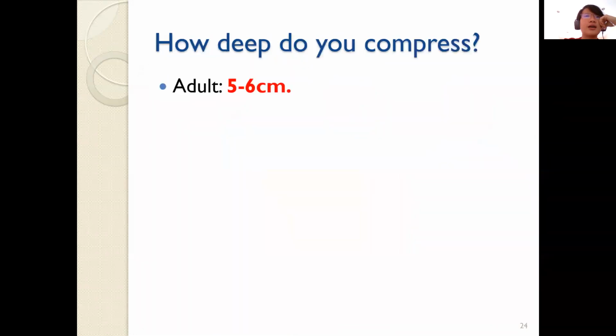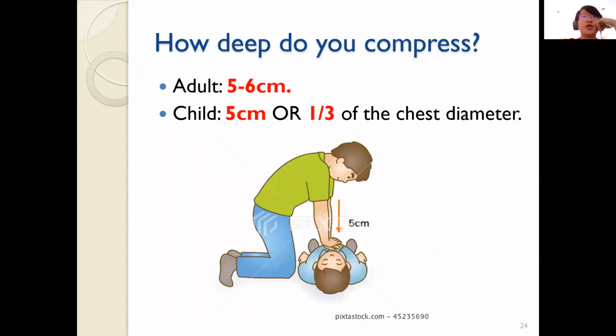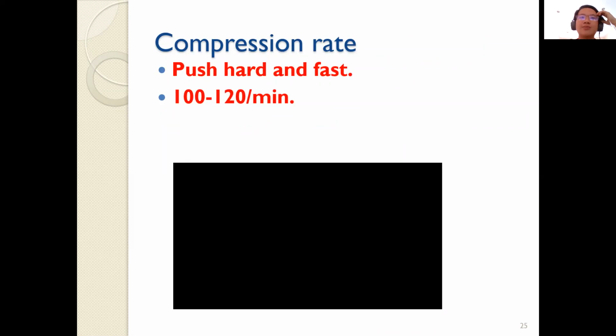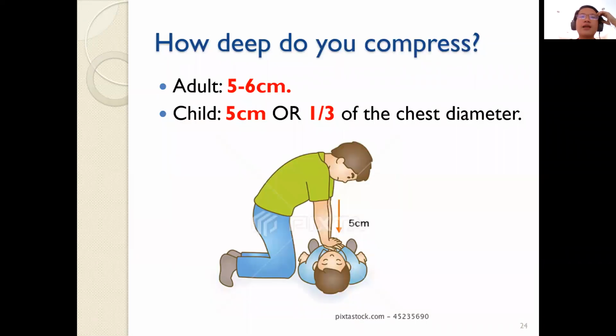And how deep must you push? So this is how you push. Push hard and fast. By hard, I mean as hard as you can to achieve 5 to 6 cm for adults. That's how deep you must compress. And by fast, we're talking about 100 to 120 beats per minute. If you do the calculation yourself, 100 to 120 beats per minute, 30 compressions, 2 blows, 5 cycles, that's about 150 compressions, you will come to almost 2 minutes. Hence, that's why we say 5 cycles in 2 minutes.